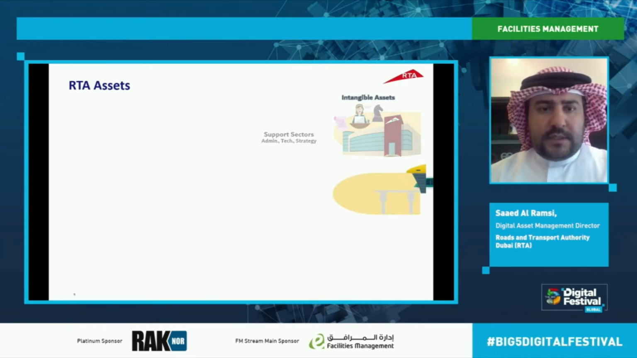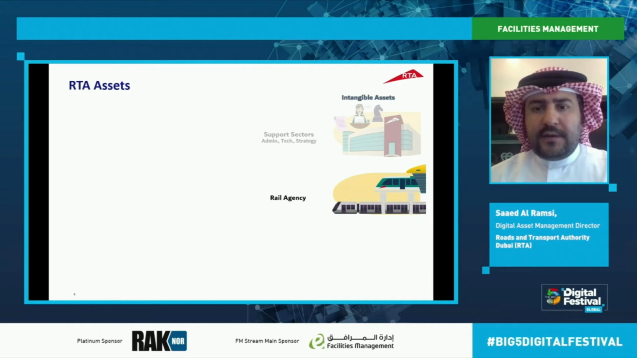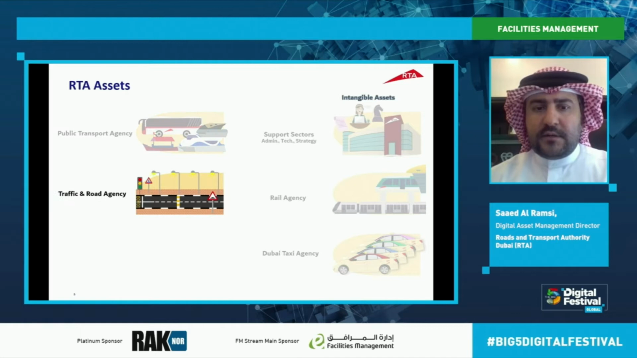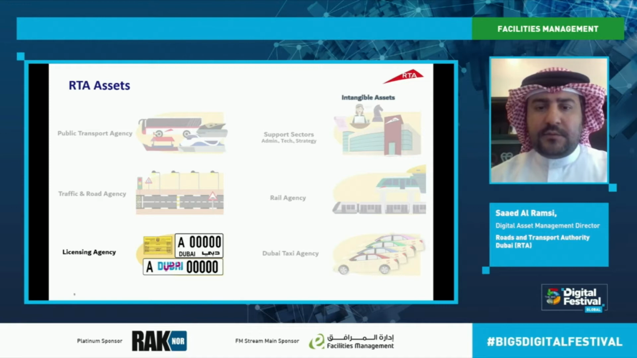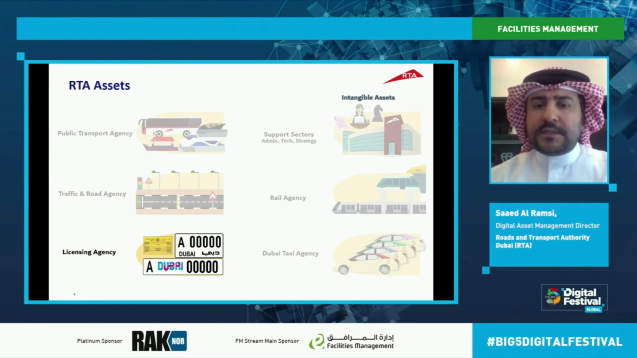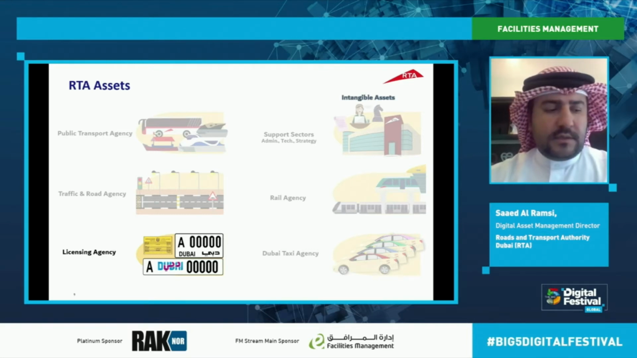So here is the RTA. In RTA, we have 5 agencies and 3 sectors, covering all modes of transportation. We have the rail agency, the Dubai taxi agency, the road and traffic agency, the public transportation agency, and the licensing agency. These are the 5 agencies that mainly operate RTA. And we have the support sectors, which are admin and technology, CTSS, and strategic sector.